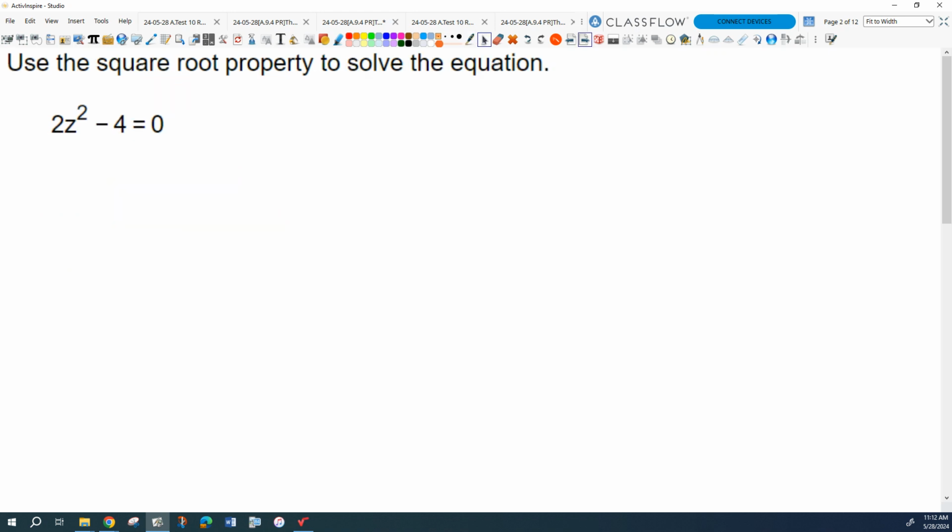Okay. How about that one? Can I isolate the variable? Yeah, I can point to a single z. So what would the steps be, in order? What do I do first? Add 4, divide by 2, square root. There we go.